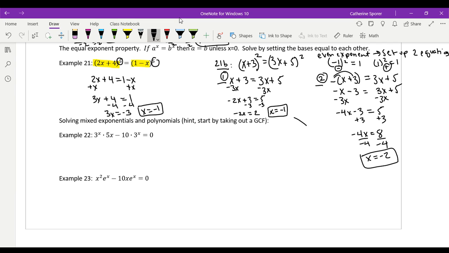So in this equation with the even exponent, we get two answers. But if the exponent was odd, like in example 21, you get just one answer. Okay. So this two equation rule, like in 21b, is going to apply to any even number like 2, 4, 6, 8. You're going to set up two equations in this way.